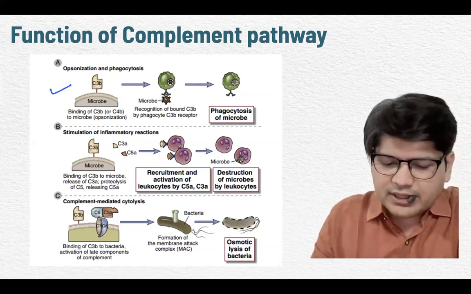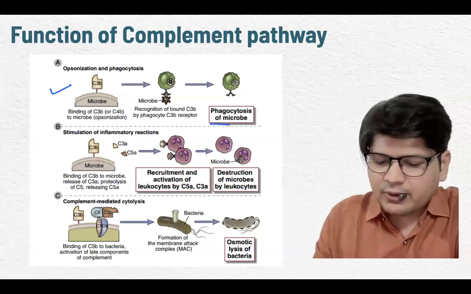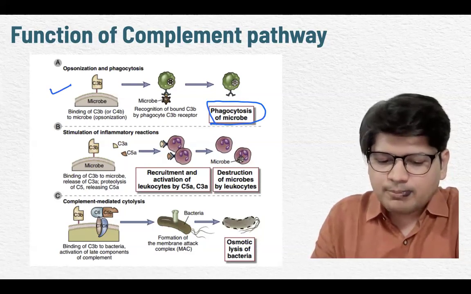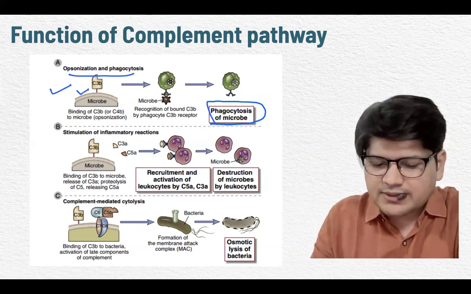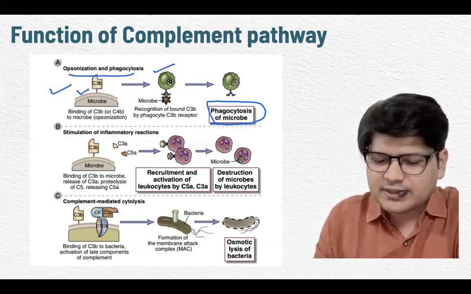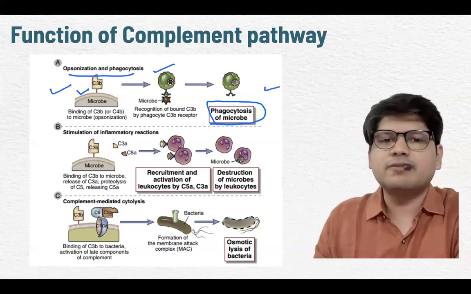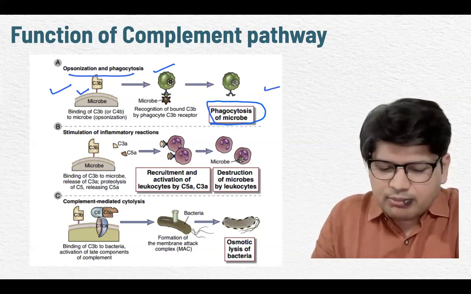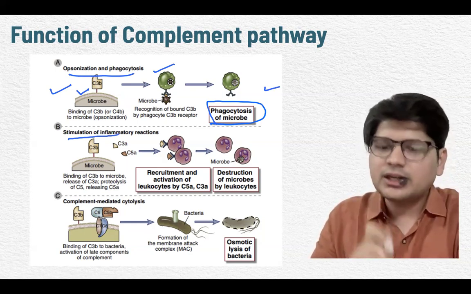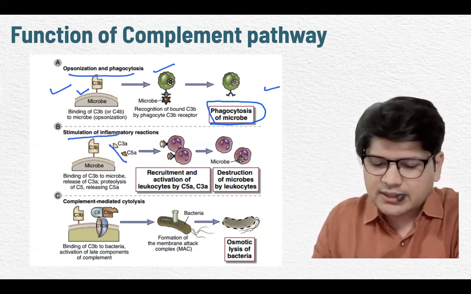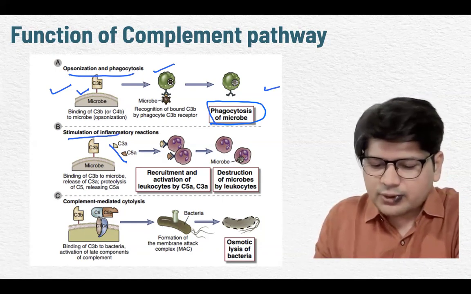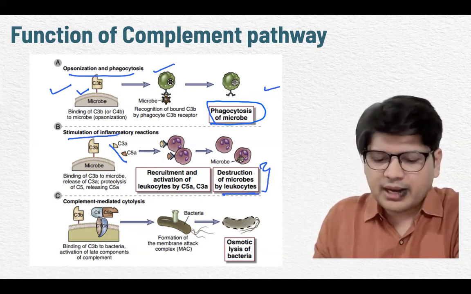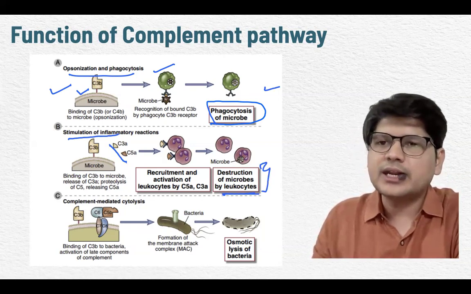Whenever C3b is there, it will help in phagocytosis of microbes by opsonization, right? It makes the surface ready so that other things can come and kill it. Whenever a microbe is coated by C3b, it can be easily identified by these cells and can lead to phagocytosis of microbes. Second is the stimulation of inflammatory reaction, where you get the predominant role of C3a and C5a, which will lead to recruitment of other cells and destruction of further microbes by this pathway.